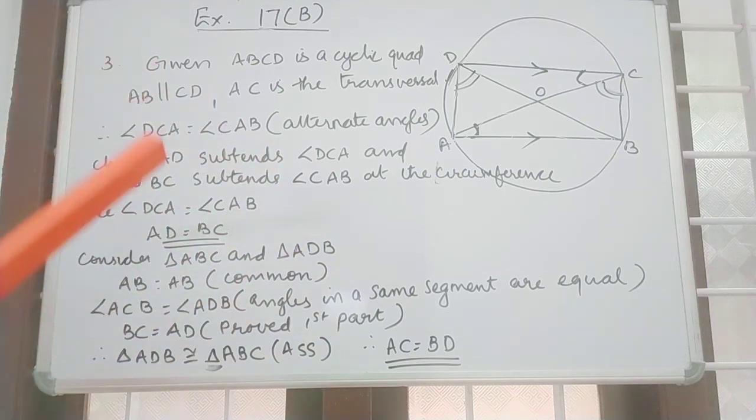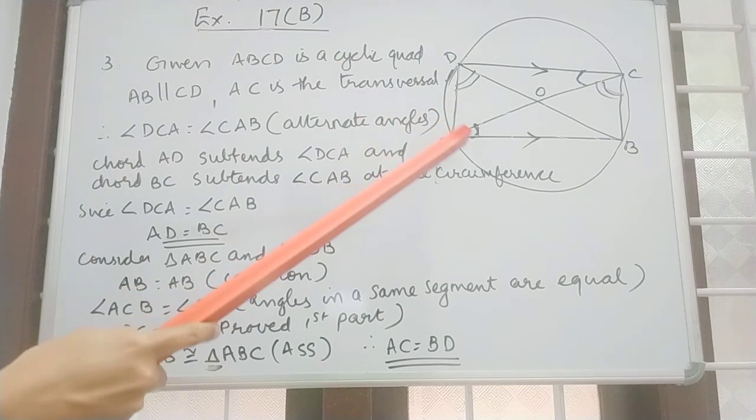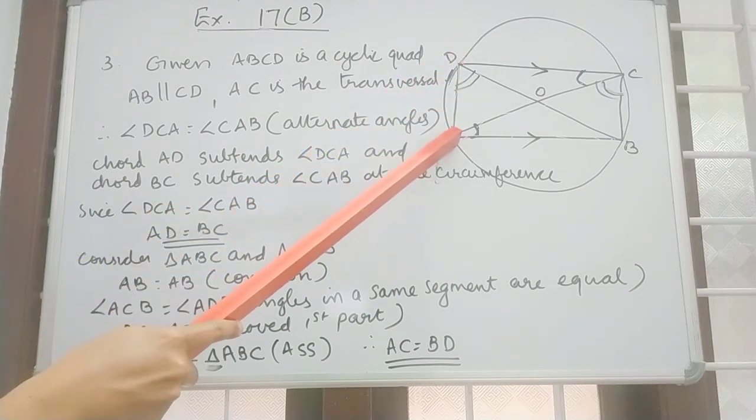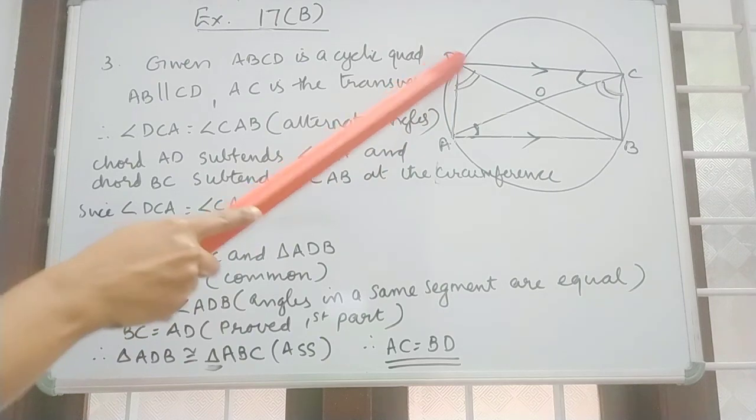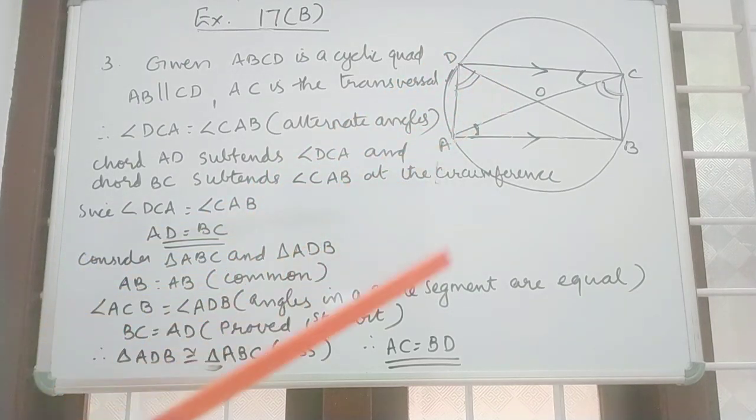From the first part we got AD is equal to BC. We have already proved AD is equal to BC. Therefore, we can say that triangle ADB is congruent to triangle ABC using ASS. So we can directly write AC is equal to BD. Thank you.